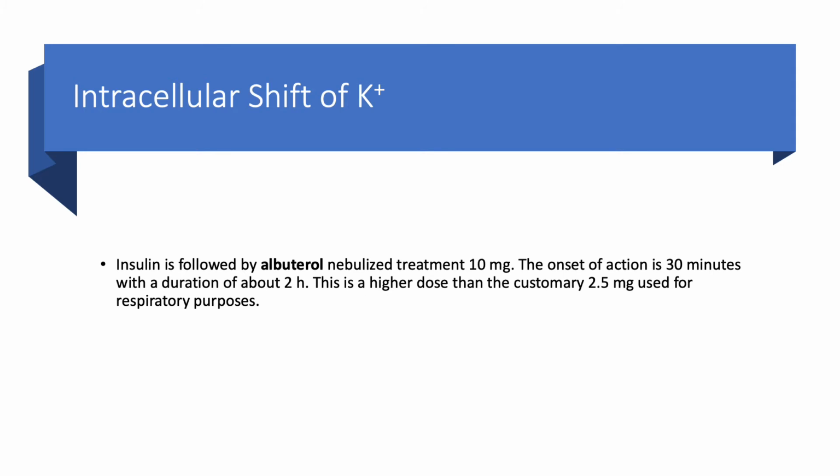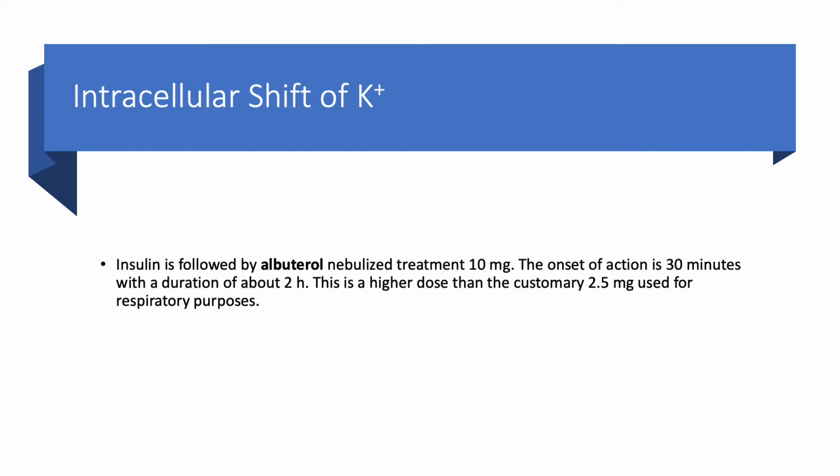After you use your insulin, get your respiratory therapist to give a breathing treatment with albuterol, not 2.5 milligrams, the usual dose. The nebulized treatment here has to be with 10 milligrams, okay? Again, why? Because this beta agonist is going to drive potassium into the cells.